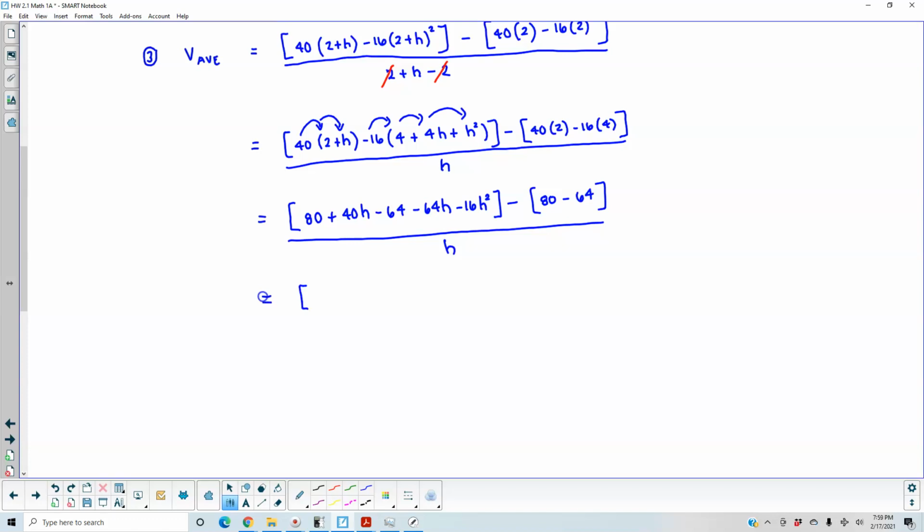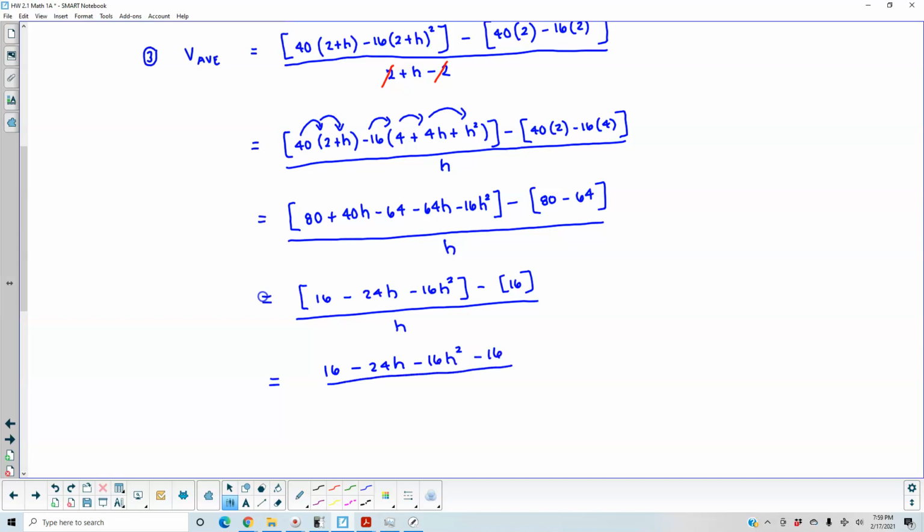If we combine like terms, 80 minus 64 is 16, 40h minus 64h is 24h, and that's minus 16h squared. Minus 80 minus 64 is 16, all over h. So now we can combine like terms. What we end up with is 16 minus 24h minus 16h squared minus 16 over h.